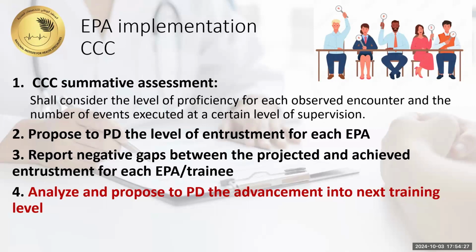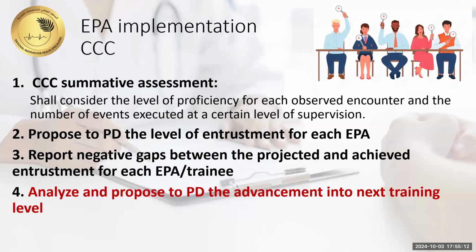It was assessed 10 times. Expected trust is if she completes 15 evaluations at achieved level. She only has 10. Shall we trust her? Yes or not? So this is the discussion happening in the CCC. Basically, they will consider the level of proficiency for each observed encounter and the number of events executed at a certain level of supervision. Based on this, they will propose to the PD the level of entrustment for each trainee and for each EPA.